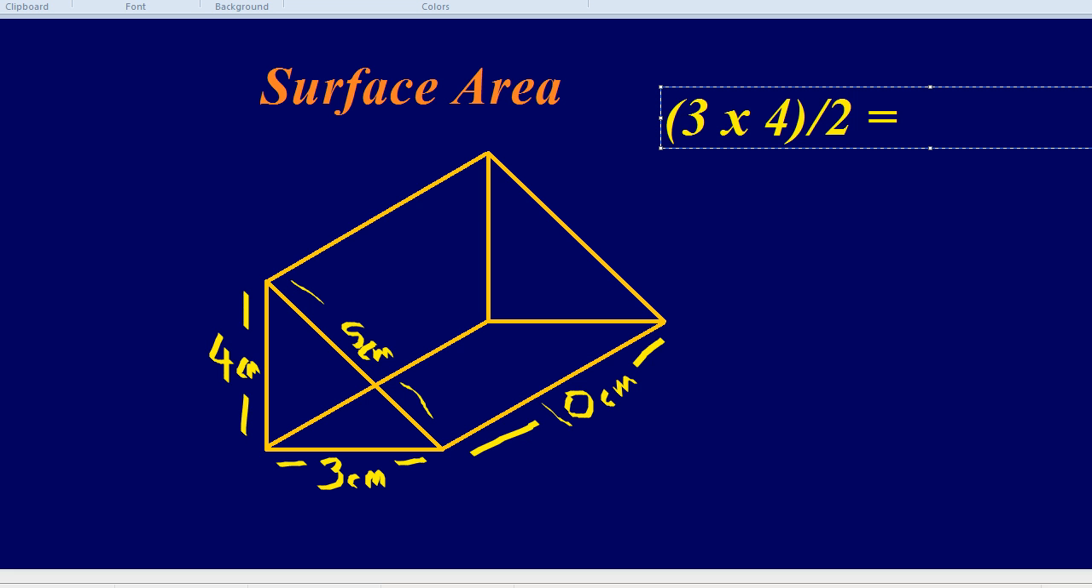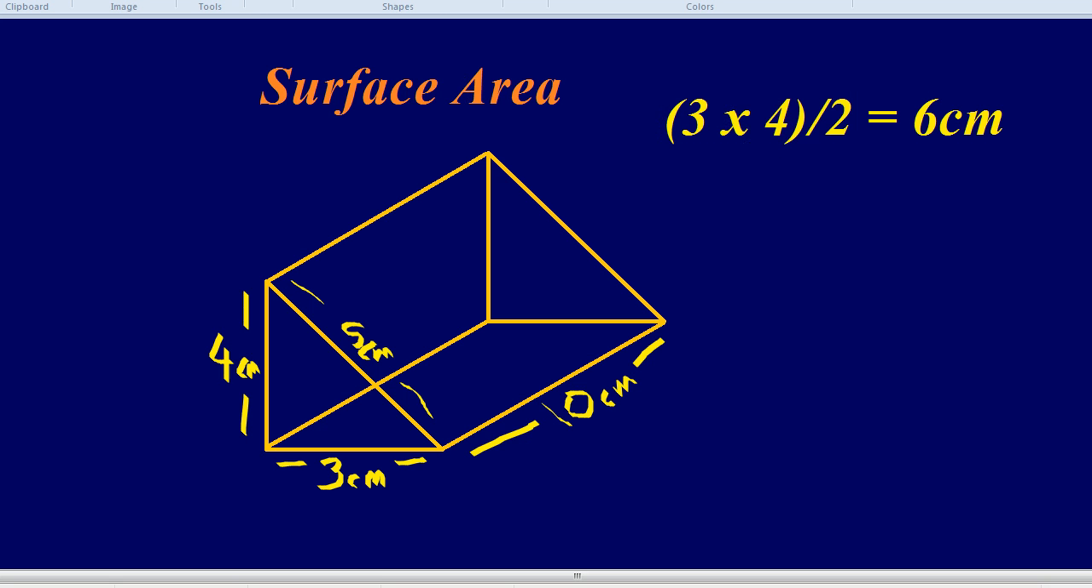Okay, in this case, 3 times by 4 is 12, and 12 divided by 2 is 6. So the area of that triangle on the side is 6 centimeters squared. Whoops-a-daisy. 6 centimeters squared. Oh dear, no squared. Anyway, I'll just draw it on.